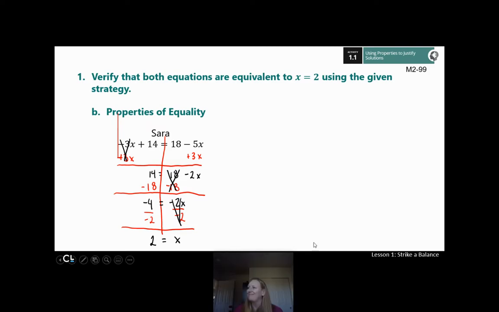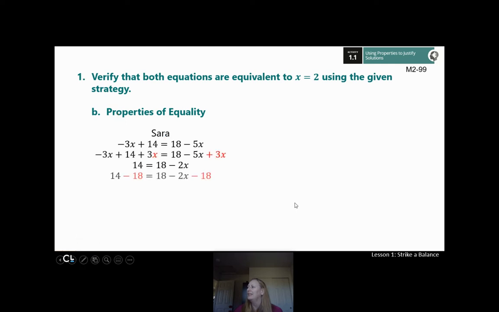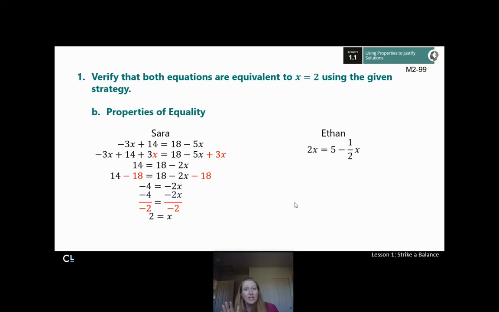What about Ethan? Did you work out Ethan's? I'm going to erase this real quick just because I've got other junk under here. Goodbye. I did it all like this. I made it all pretty. Isn't that pretty? So let's talk about Ethan's equation. If you haven't worked out Ethan's equation yet, go ahead and hit pause. Work that out. Otherwise, if you have, go ahead and keep us playing. We'll keep it moving forward.